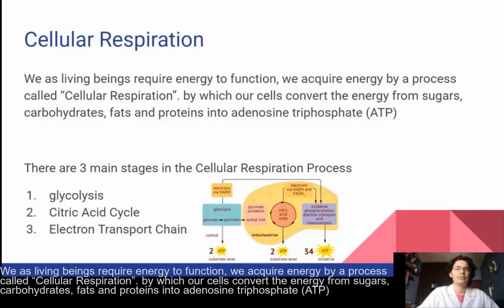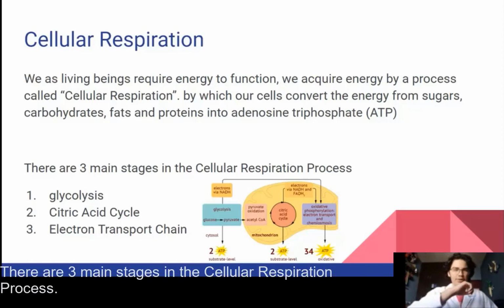Cellular respiration. We as living beings require energy to function. We acquire energy by a process called cellular respiration, by which our cells convert the energy from sugars, carbohydrates, fats, and proteins into adenosine triphosphate, ATP. There are three main stages in the cellular respiration process.